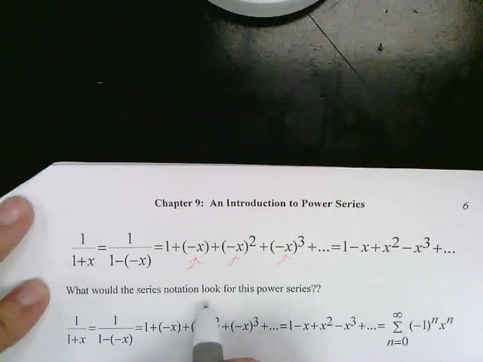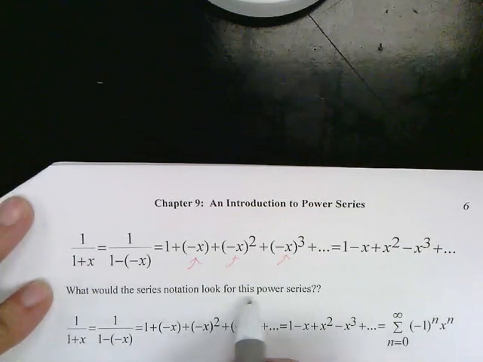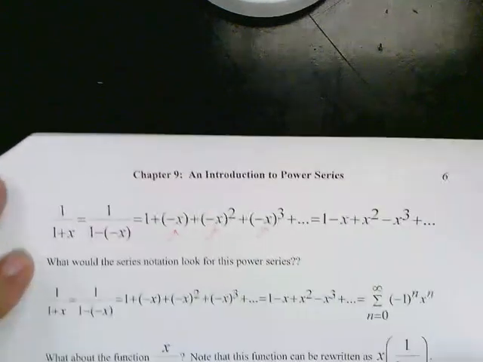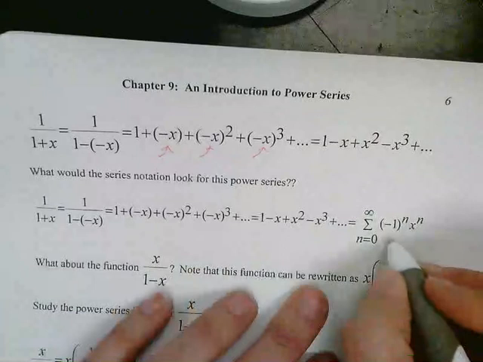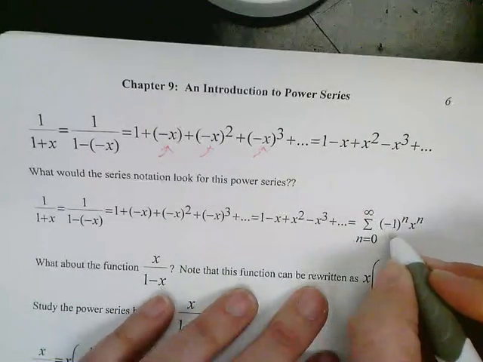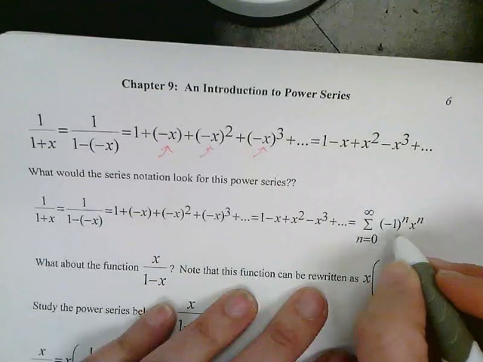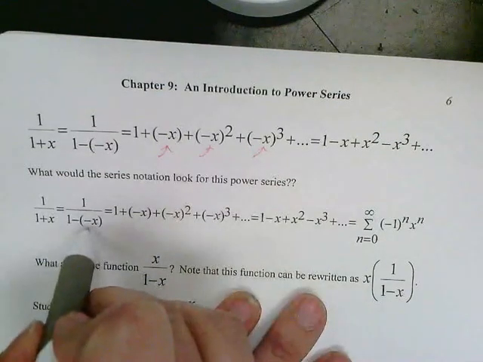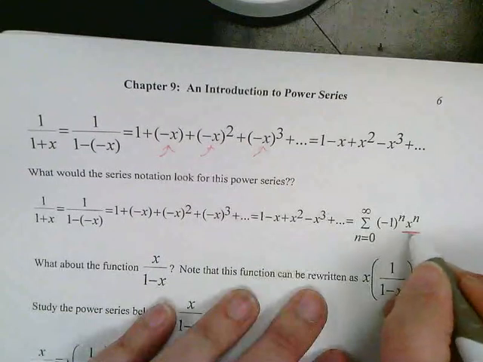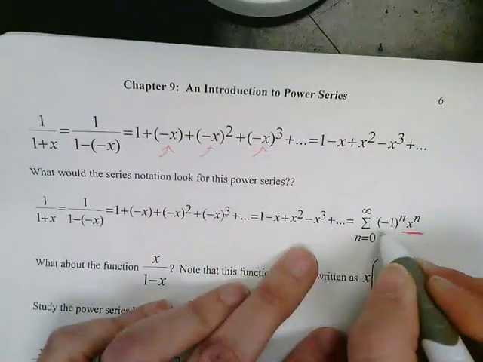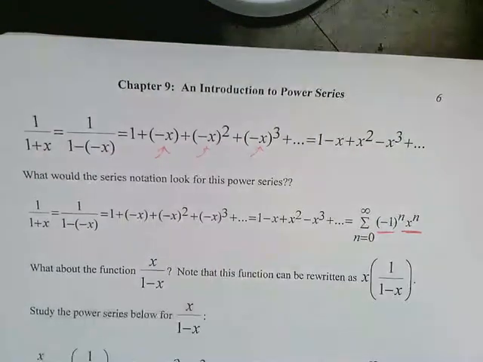So what would the series notation look like for this power series? Like this. Okay, so if x is going to be replaced with a negative, you still have your x to the n, but now you are adding a negative 1 to the n.